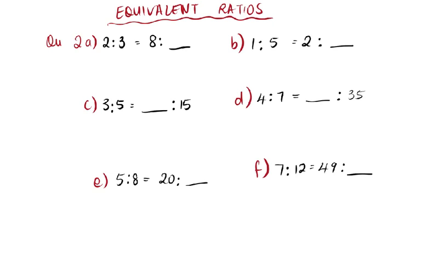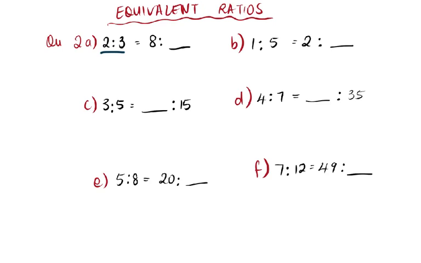In this video, we're just going to go through a few more examples of equivalent ratios, and these are from question 2 of the exercise that you were to complete. So let's look at the first question. What we're trying to do is find the equivalent ratio to this particular ratio here, 2 to 3.